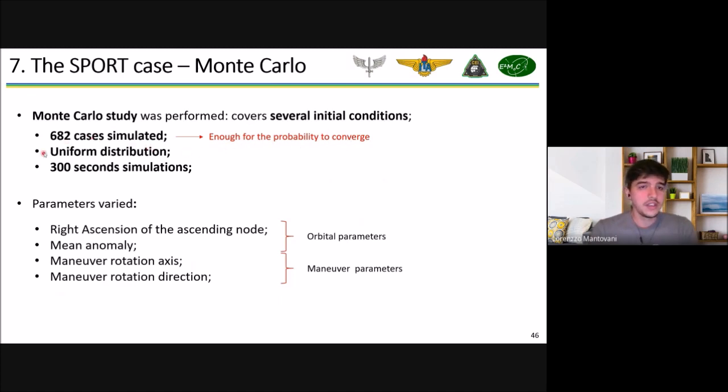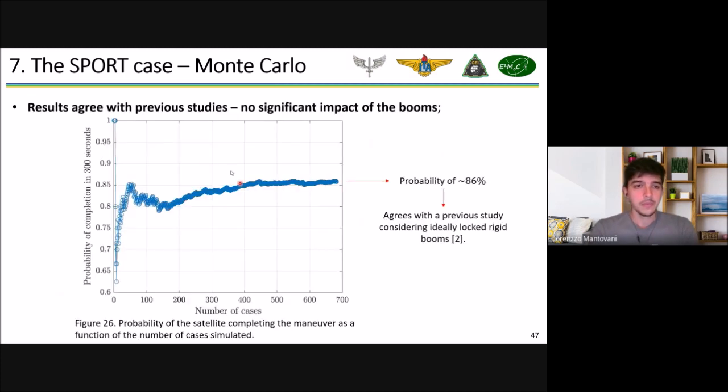So we used a uniform distribution of probability, so any initial condition has the same probability of occurrence as any other initial condition. And we simulated the satellite for 300 seconds. The parameters we varied were the right ascension of the ascending node and the mean anomaly. These two are orbital parameters, and we also varied the maneuver rotation axis, so x, y, and z, and the rotation direction, positive or negative, and these are maneuver parameters. So now this figure here, this graphic I'm showing you, is the probability of the satellite to complete this maneuver in 300 seconds or less, as a function of the number of cases.